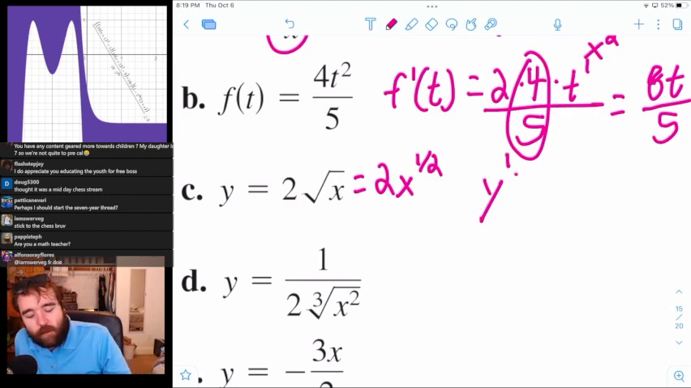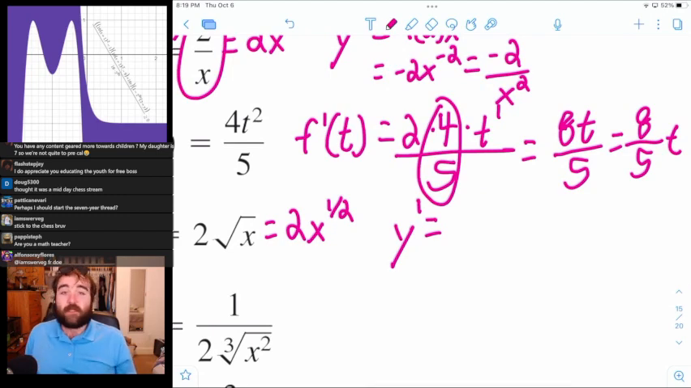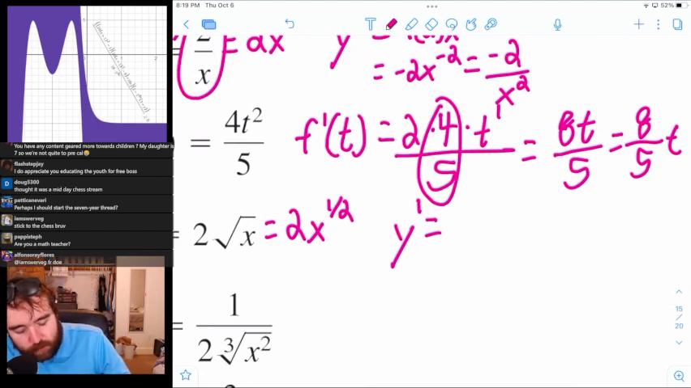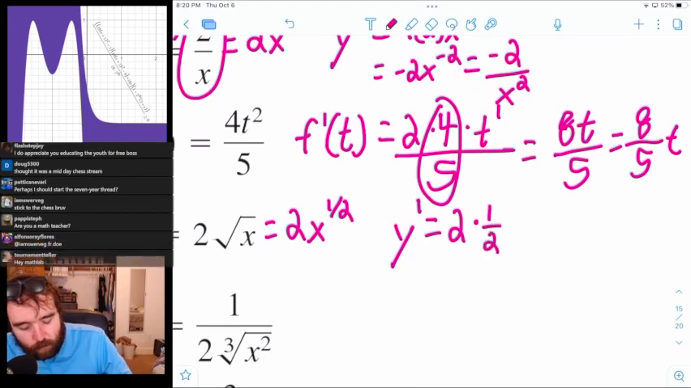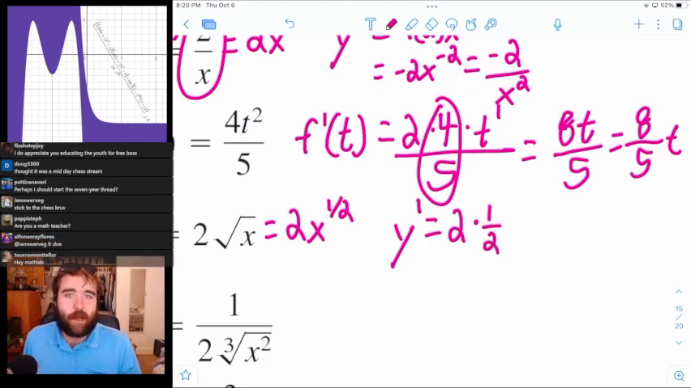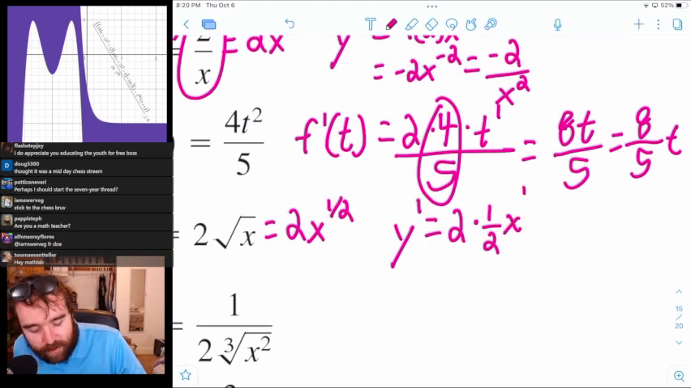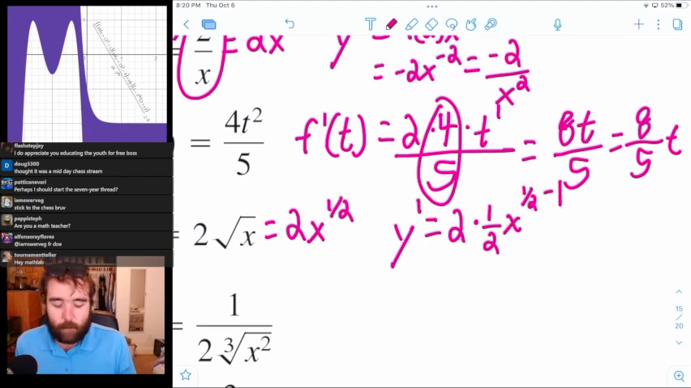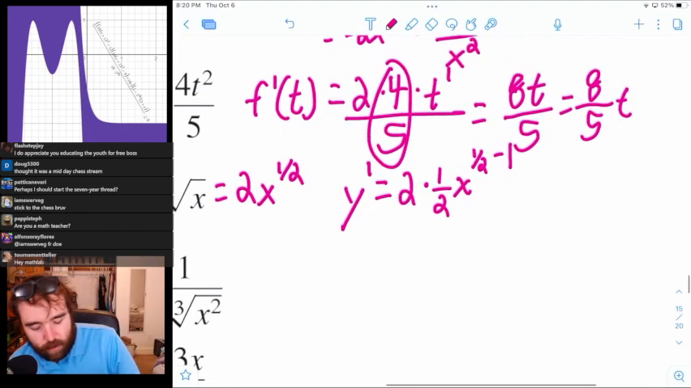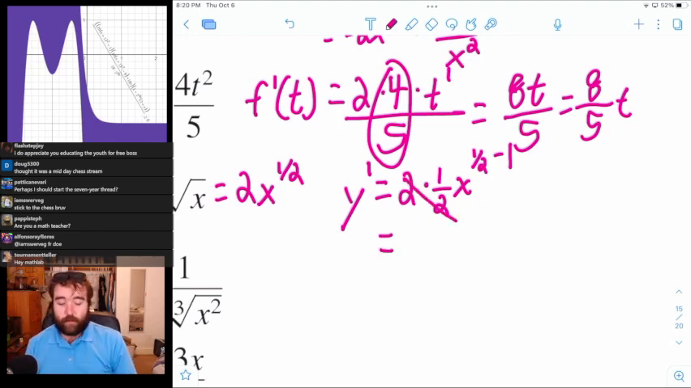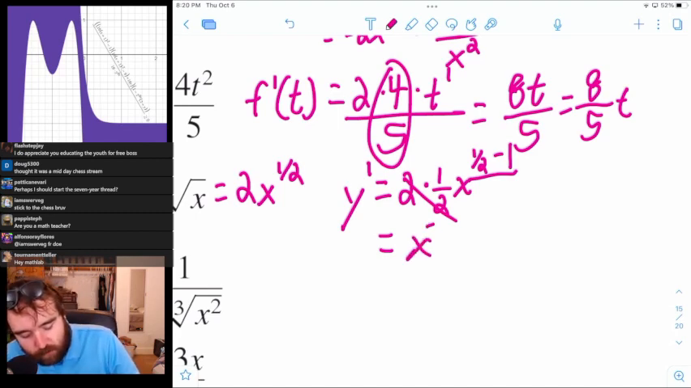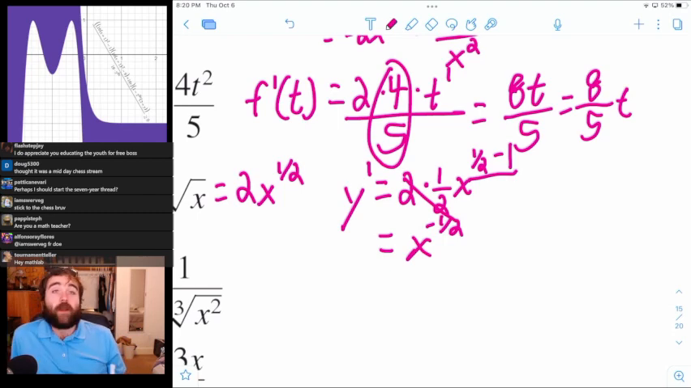So y prime is, well, it's the exact same thing. We're going to bring the power to the front. So we'll do 2 times 1/2 and then decrease the power by 1. So x, I'll write it out for now, to the 1/2 minus 1. And beautiful, that's our derivative. Let's make it look a little prettier. So 2 times 1/2, that's awesome. Those just cancel out. And then what's 1/2 minus 1? Well, we can find a common denominator, but we should know that 1/2 minus 1 is negative 1/2. So we got x to the negative 1/2.